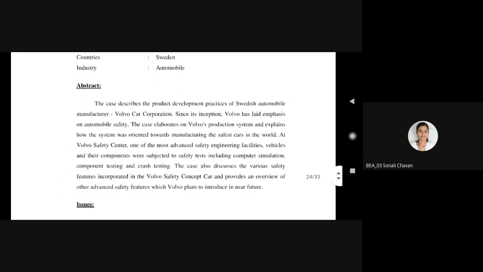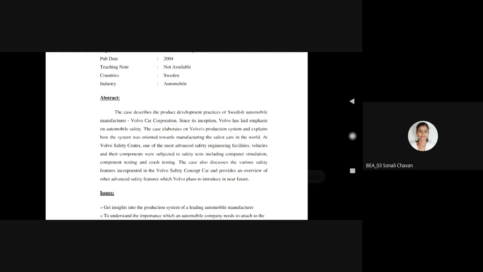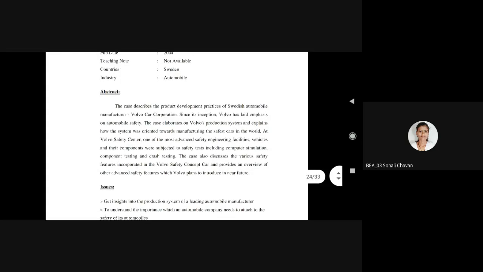Now, what basic information will be expected in a market survey. The case describes the product development practice of the Swedish automobile manufacturer Volvo Car Corporation since its inception. So basic information, or we can say the history of that particular Volvo safety concept car, and it provides an overview of other advanced safety features, whatever the advantages and features of that Volvo car.